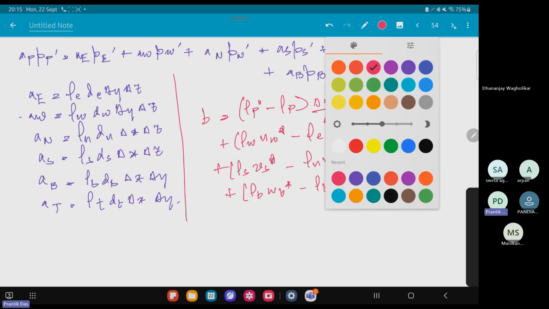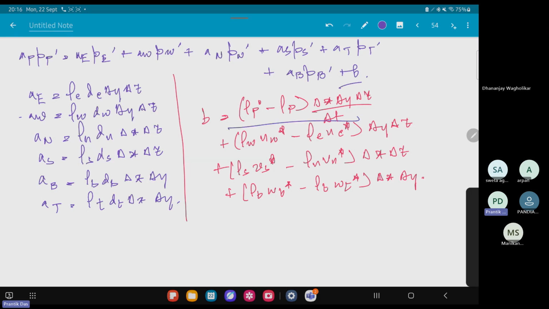So what does this source term actually mean? The first term is basically the temporal variation of mass inside the control volume, or you can say it to be mass accumulation. We'll say it's the temporal variation of mass inside the control volume.